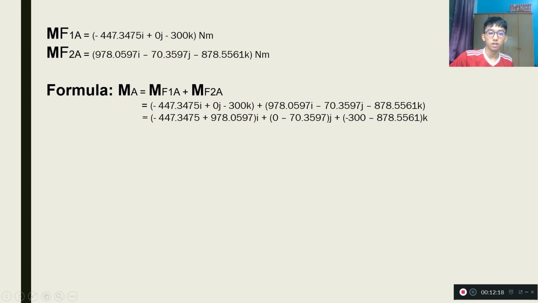And then our final answer is 500.7122 i minus 70.3597 j negative 1178.5561 k Newton meter. So this is our final answer for our question 7.